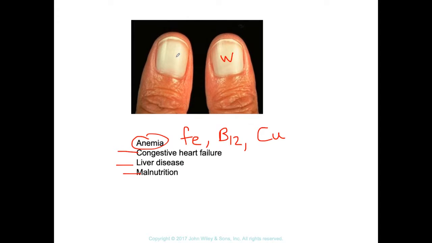If the nail is white, I like to look at the tongue, and then I like to pull the eyelid down and make sure that the inner part of the eyelid is pink and not white. And of course, you ask, how's your energy level? Are you fatigued? Are you tired?